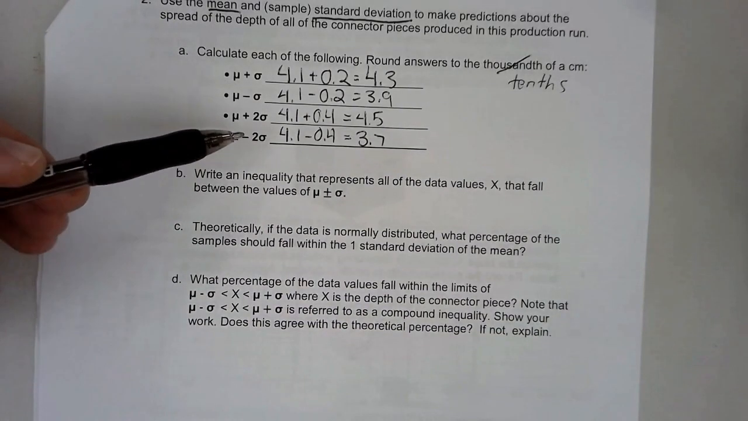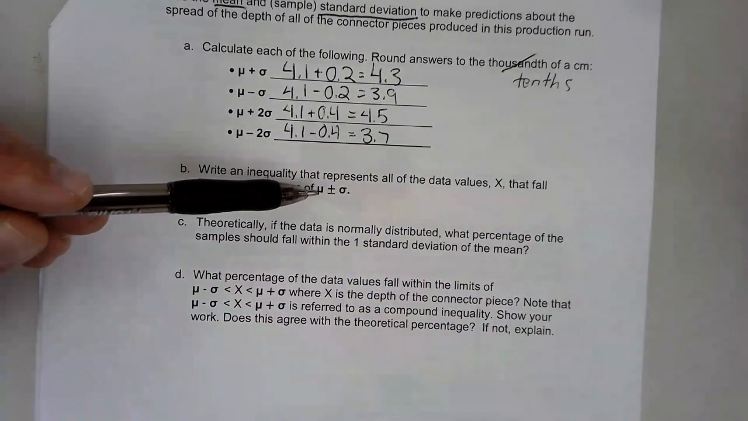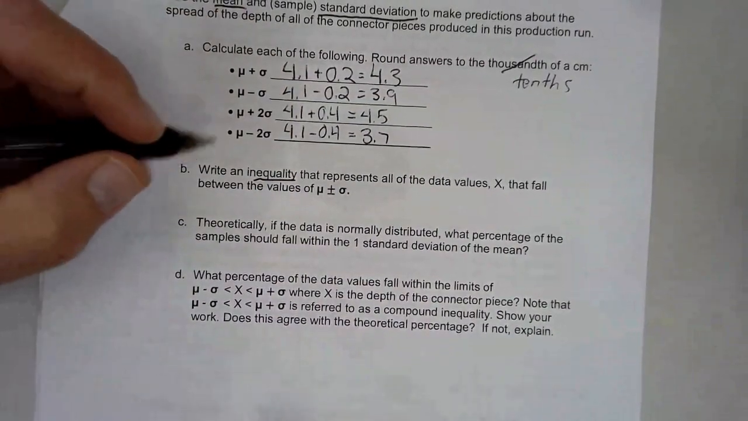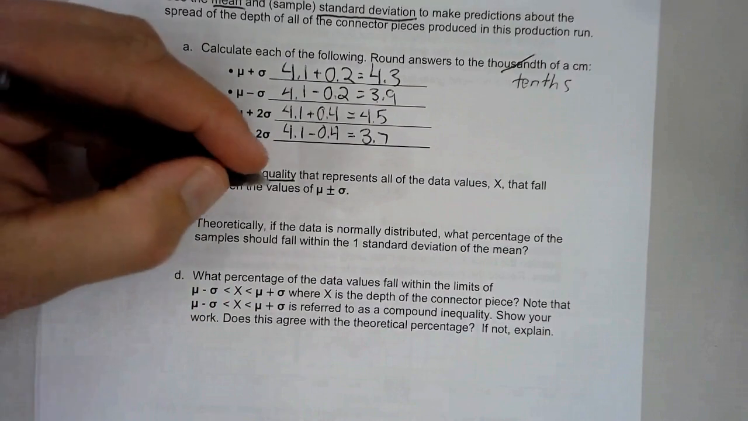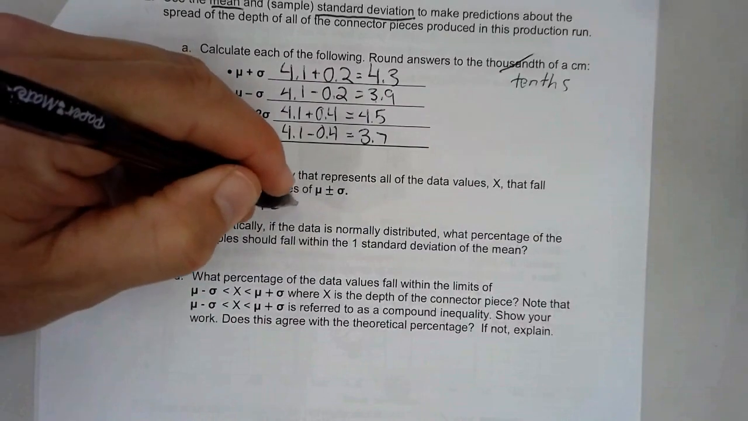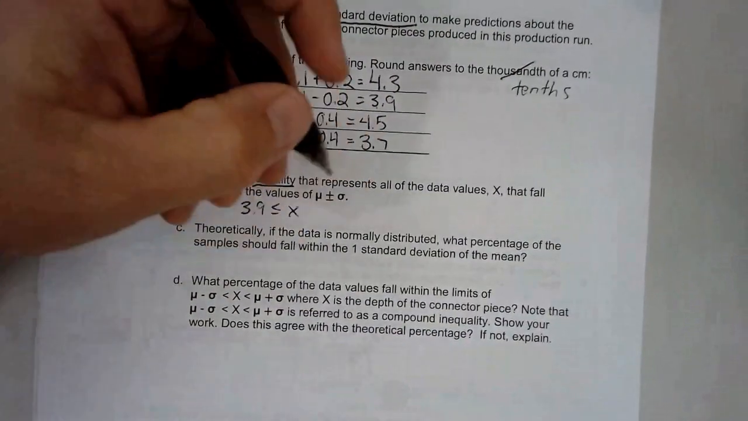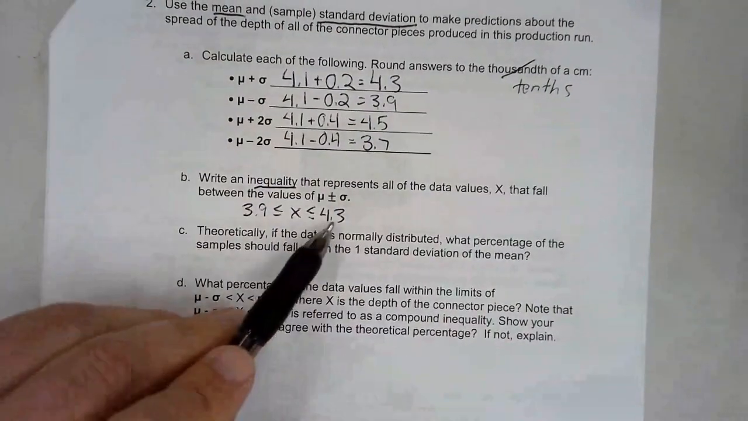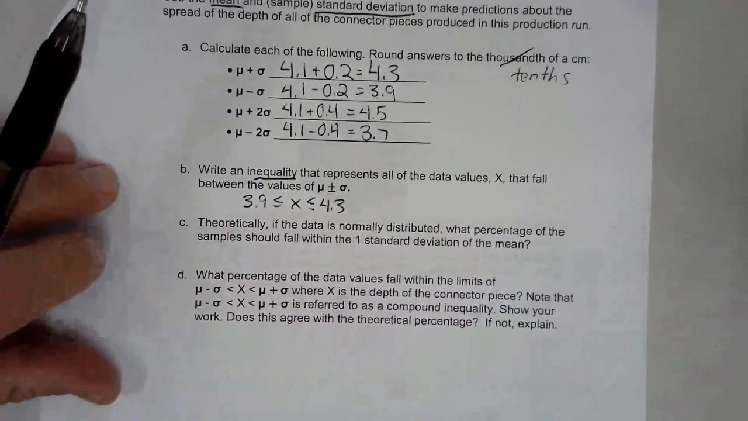All right, write an inequality that represents all of the data values that fall between the values of mu plus or minus just the standard deviation. An inequality basically means that we would take this value and this value and put x in between. So 3.9, then x is in between, using the inequality sign, and then 4.3. So basically we're saying that all our data falls between 3.9 and 4.3 if it's within one standard deviation.